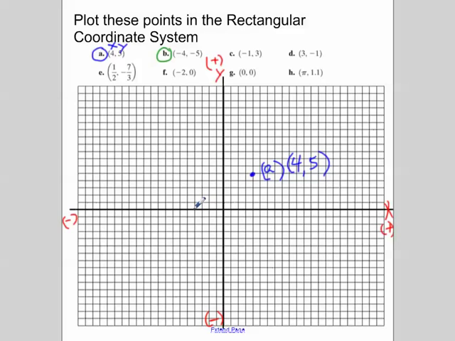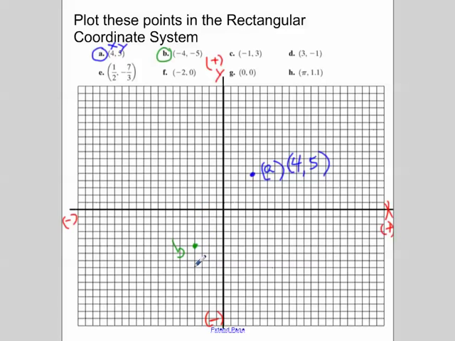And we pause, and then we go negative 5 in the y direction: negative 1, negative 2, negative 3, negative 4, negative 5. And there's our point, (-4, -5). That would be our B point. Right there is B: negative 4 in the x direction, negative 5 in the y direction.